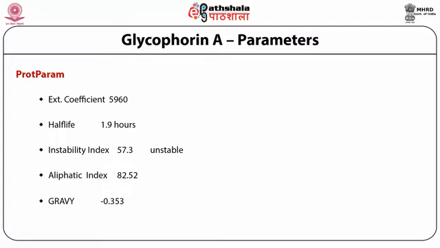Half-life is the estimated time to reduce the amount of a protein to 1/2 after its synthesis within the cell. This is estimated by ProtParam in 3 physiological conditions. First is mammalian reticulocytes, second is yeast, and third is E. coli. The estimated half-life for glycophorin A, ProtParam tool reported for all the 3. Since we know that this protein is present in RBCs, its half-life in human is close to 1.9 hours.